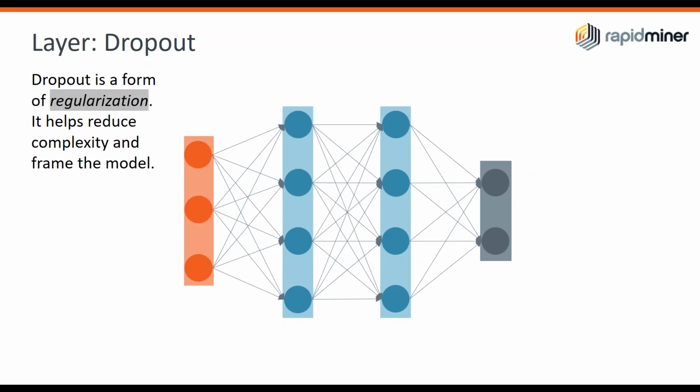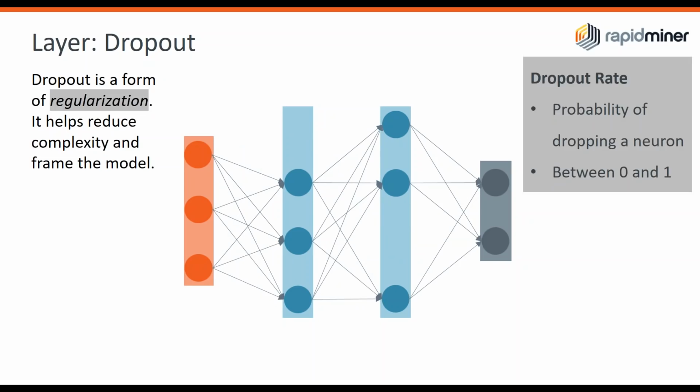And for a neural network, you can do that by randomly dropping out some neurons. And for that, there's something called the dropout rate, and it's a probability. So it's between 0 and 1, so 0% chance of dropping this neuron, or 100% chance. So we would drop all the neurons and it's pointless to create a model at all.